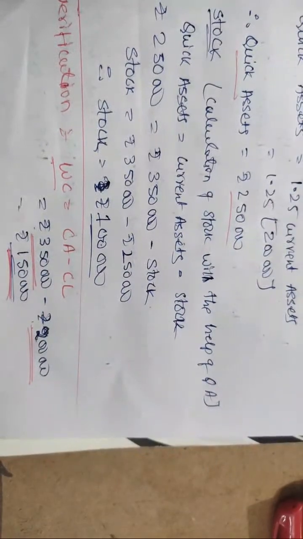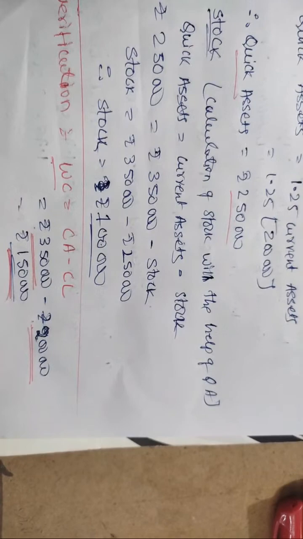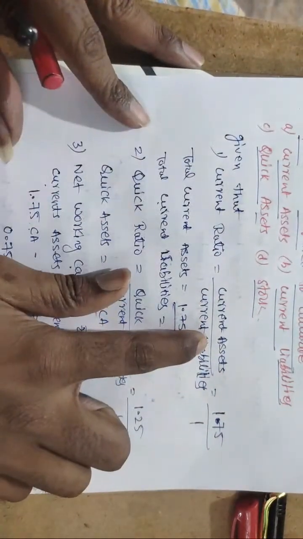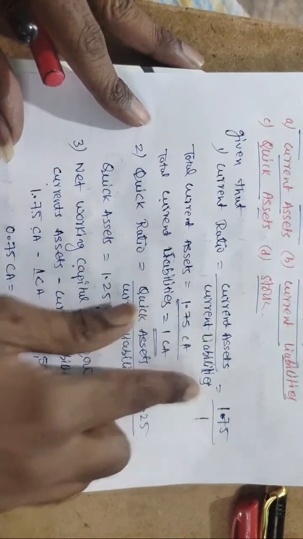Any doubts? If any doubts, please give a message in the chat box. Otherwise we can end here itself. This is the complete answer. Just remember one thing, current ratio equals current assets by current liabilities.